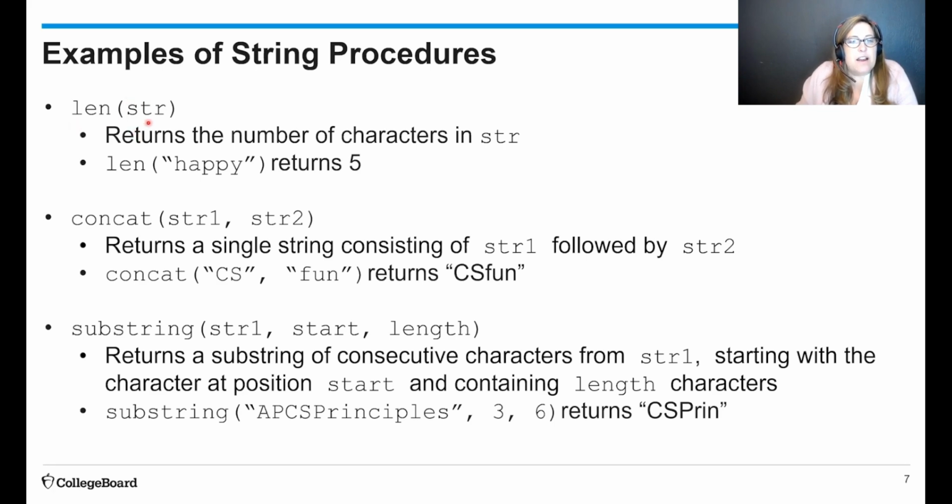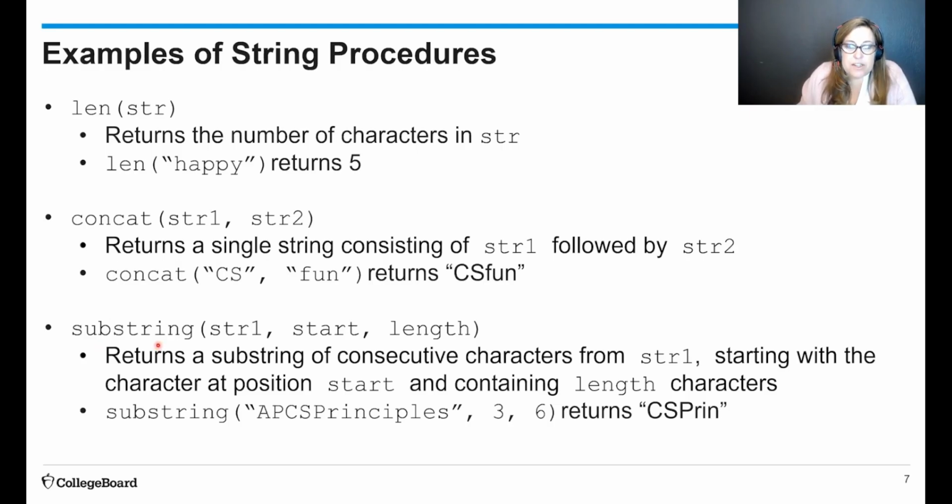Len(str), if str is a string. This returns the number of characters in str. So if we put the string happy inside the parentheses for len, it will return 5 because there's 1, 2, 3, 4, 5 characters. Concat with two strings given as parameters, str1 and str2. Concat will return a single string consisting of the first string immediately followed by the characters in the second string. So for instance, concat("cs", "fun") returns "csfun".